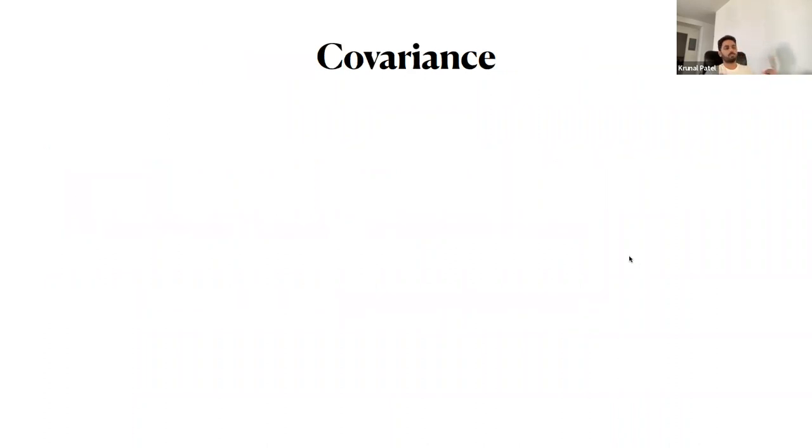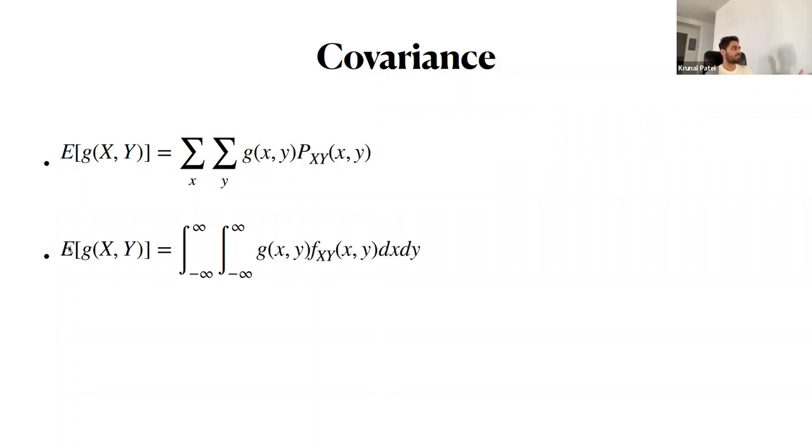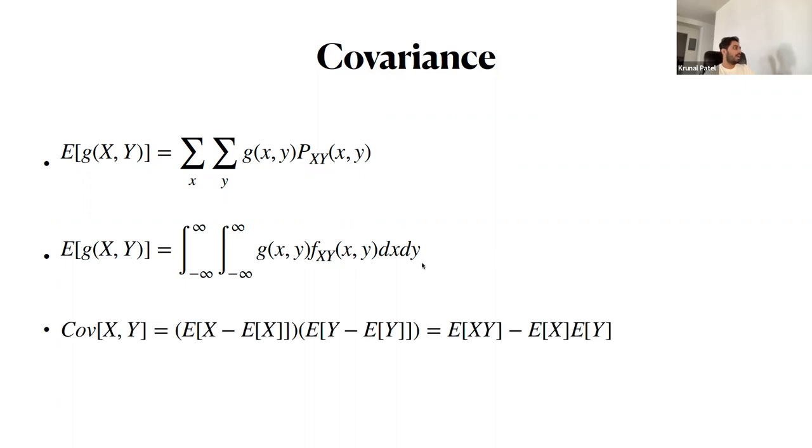Okay, so now we come to what is called the covariance. We saw how we calculate expectations. If we have to calculate the expectation of a function which depends on two random variables, then we sum over all possible values of those two random variables and multiply them with their joint probabilities. That's how you calculate expectations. When you have continuous random variables, instead of summing, you do the integration and you get the same thing. And the covariance is calculated like this.